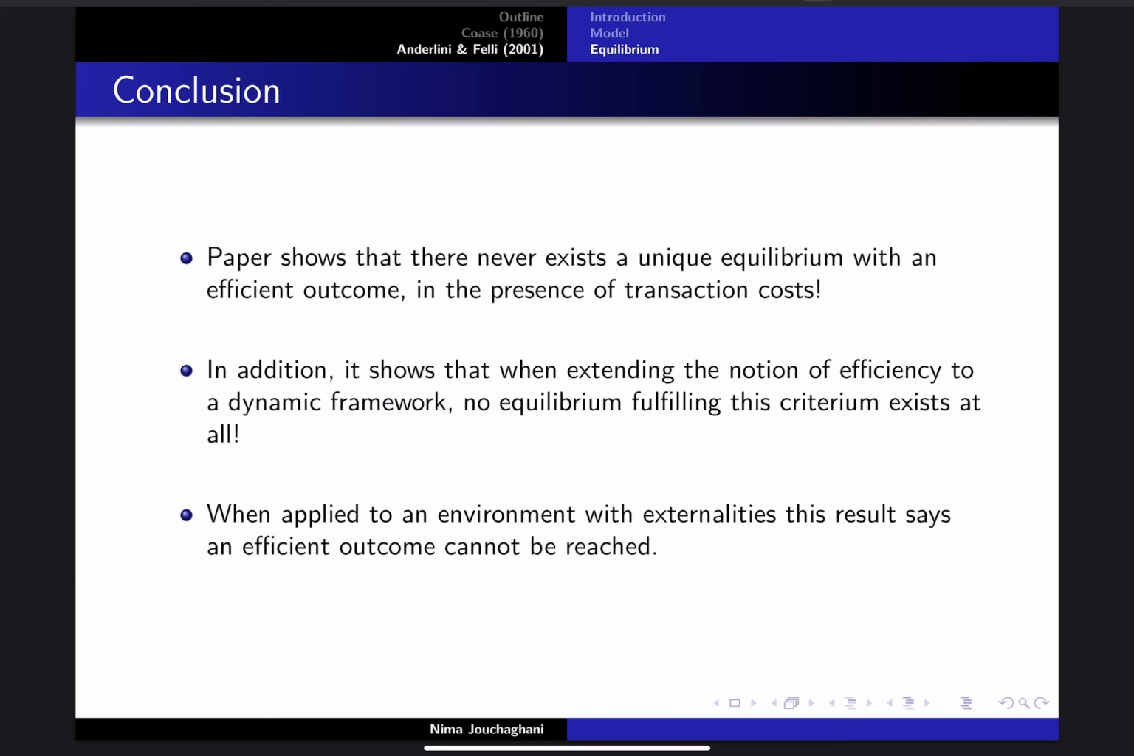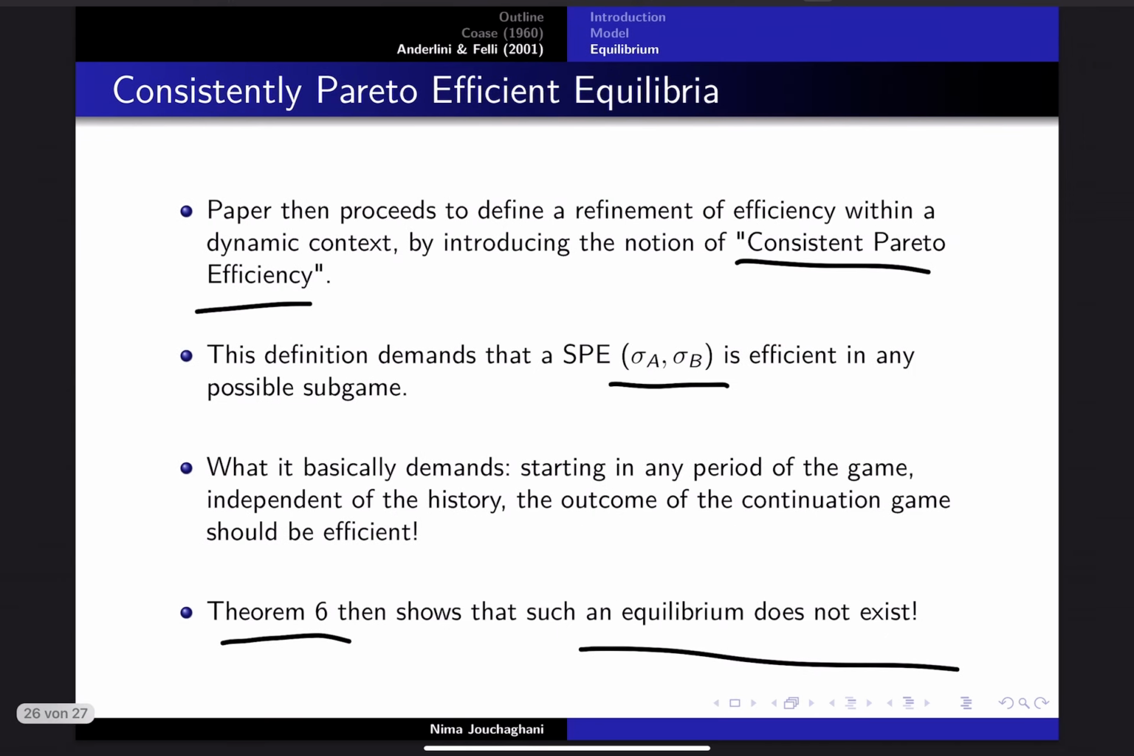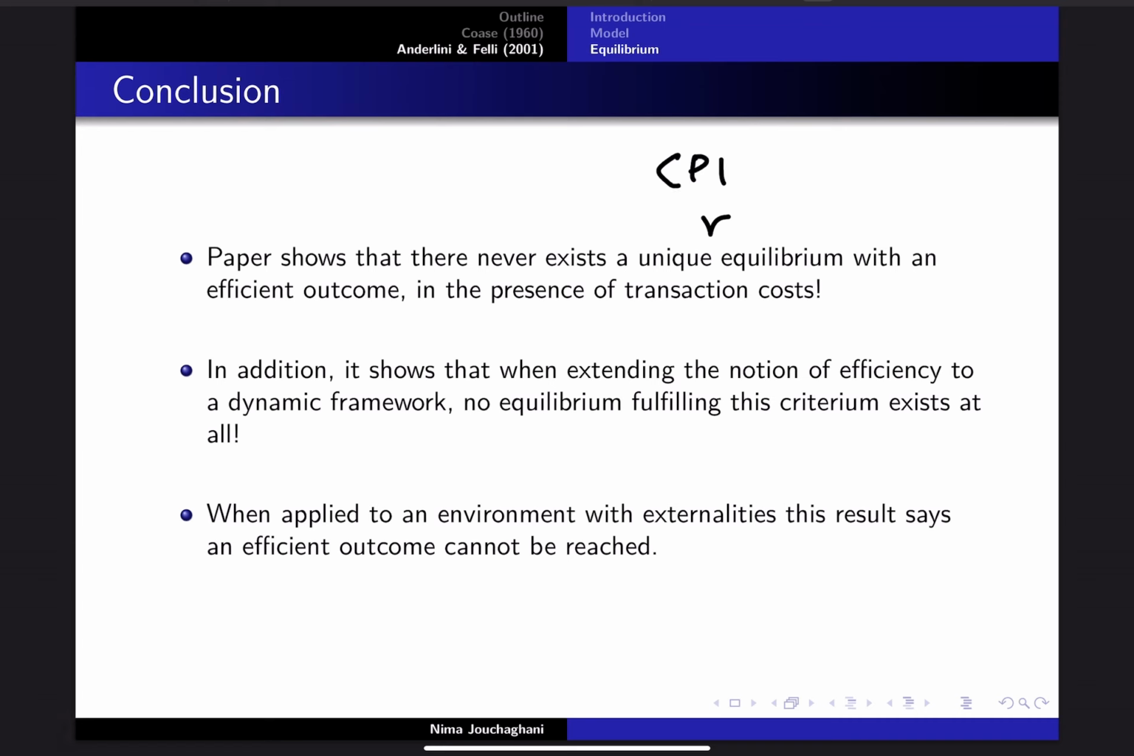So I showed you the main results of the paper, which showed that there never exists a unique equilibrium with an efficient outcome. I must be careful here. A unique equilibrium using this notion of consistently Pareto efficient equilibria, let's call it a CPEE. The efficient outcome in the presence of transaction costs, but it also holds for non-CPE. Because it's never unique: you have an efficient outcome equilibrium where you have agreement, but it's not unique because the subgame perfect equilibrium where no agreement is ever reached always exists.